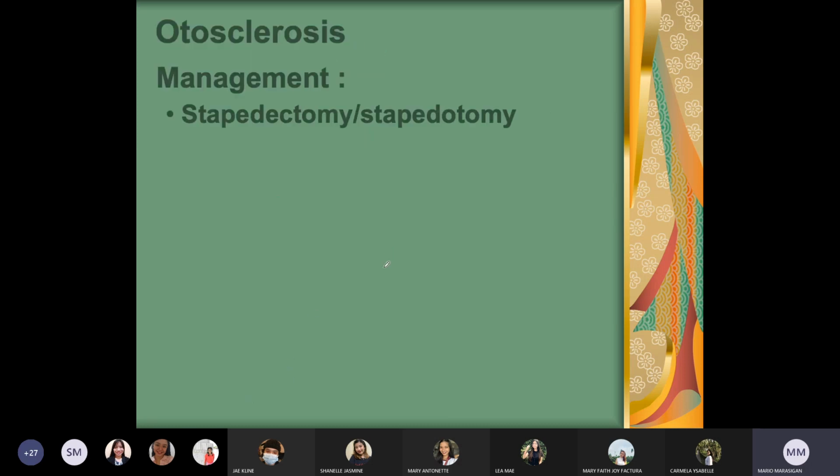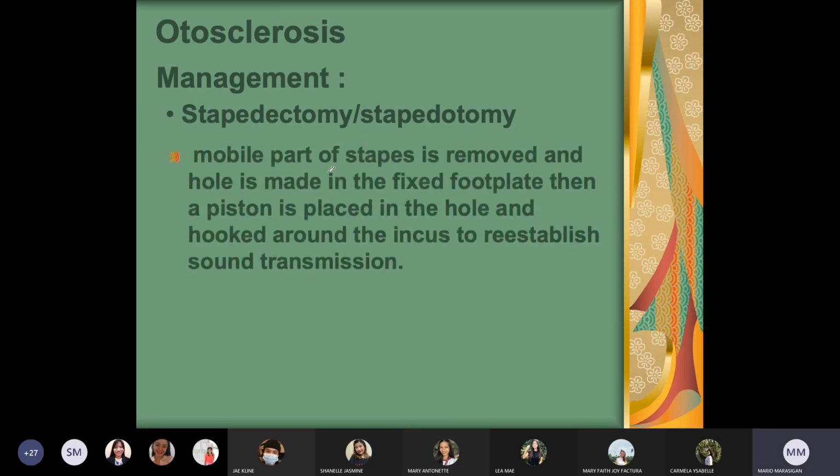Next, management. So tatanggalin yung extra bone or the stape itself kasi nasa foot plate. So pag tinanggal mo yon, matatanggal pati yung stape. Tawag ay stapedectomy or bubutasan lang if it is just small bone, no? So stapedotomy. So the mobile part of the stapes is removed. Tapos gagawa sila ng butas, okay, to fix the foot plate. Then lalagyan nila ng extra bone or piston, okay, in the hole and hook around the incus to reestablish the vibrations of sounds.